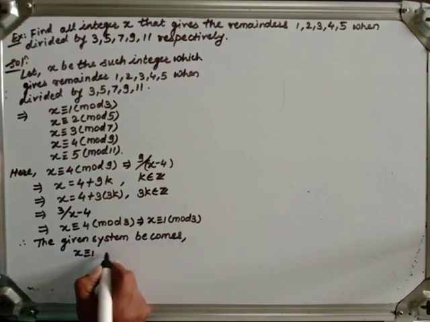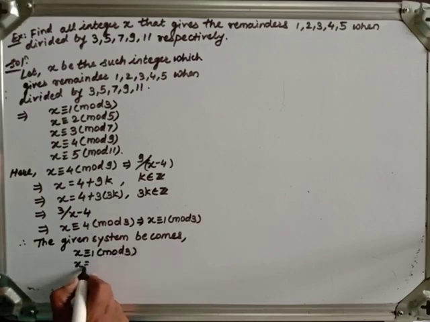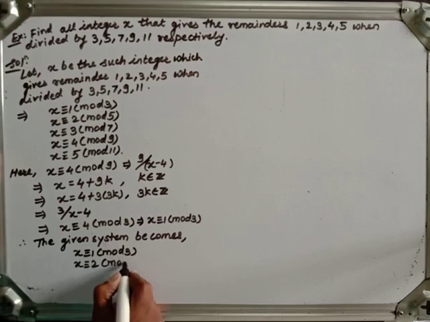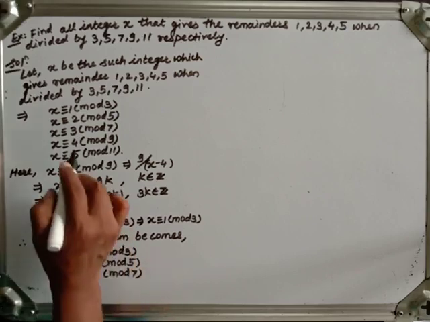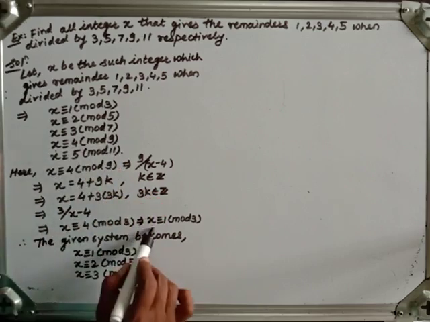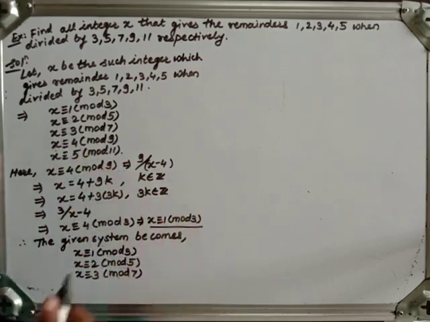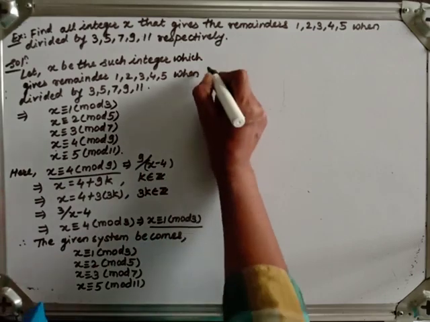x congruent to 1 modulo 3, x congruent to 2 modulo 5, x congruent to 3 modulo 7. Now no need to write this fourth equation, that is x congruent to 4 modulo 9. This is equivalent to this first one. That's why we write one of them only. And the last one, x congruent to 5 modulo 11. Fine.